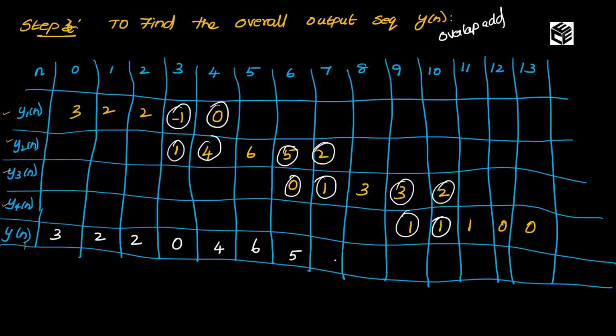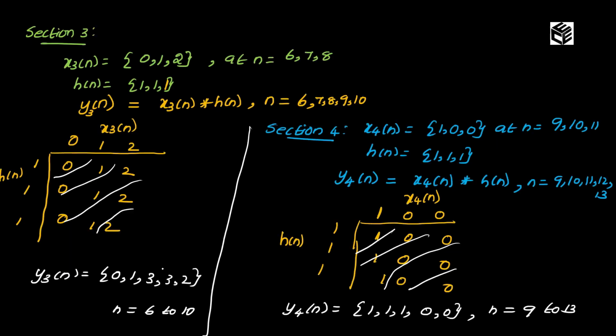5 plus 0 is 5. 2 plus 1 is 3. 3 plus 1 is 4. 2 plus 1 is 3. 1, 0, 0. Okay. What is the overall length of the output sequence?